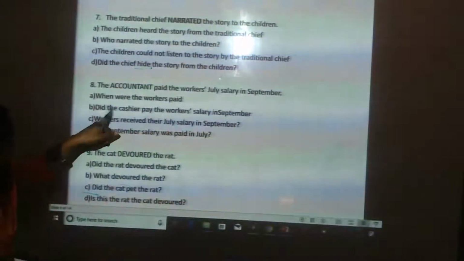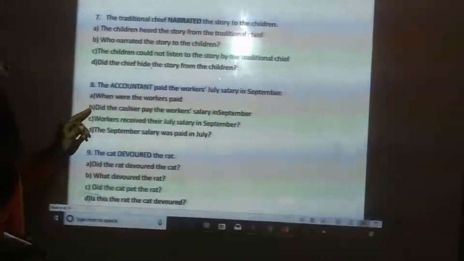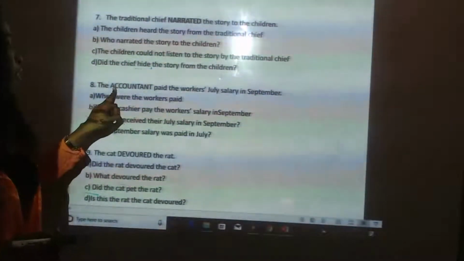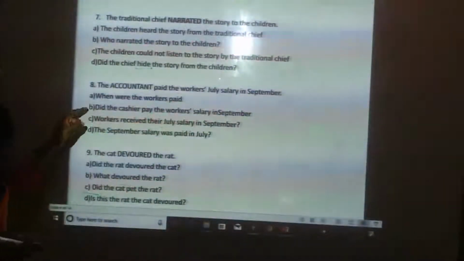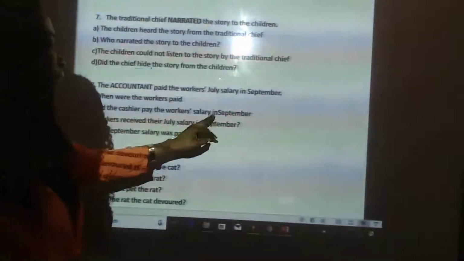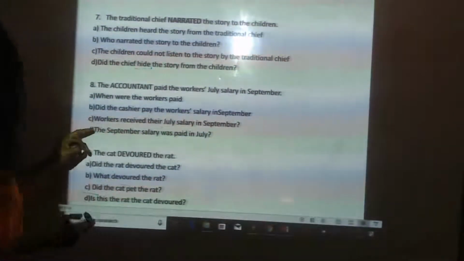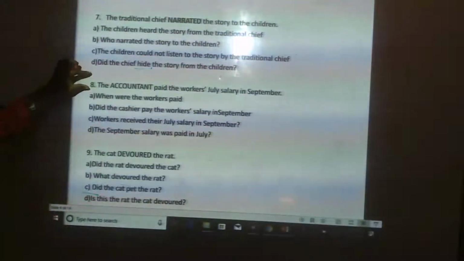Number 8, we have the accountant paid the workers July salary in September. This one is talking about what? Time. But here the emphasized word is on who? Accountants, not when the workers were paid. B, did the cashier pay the workers salary in September? C, workers received their salary in September. The September salary was paid in July. The option that best contradicts this 8th sentence is what? B, because it's not bringing another person entirely.